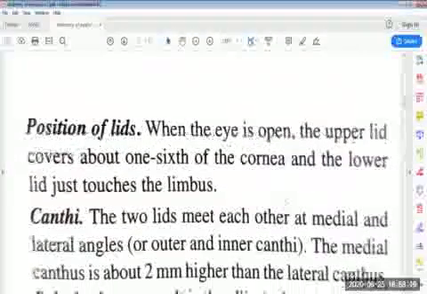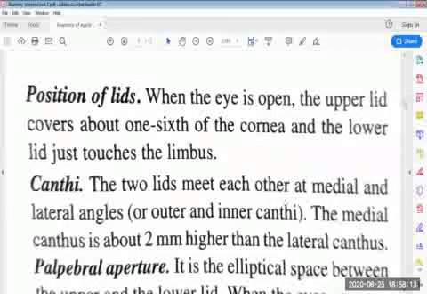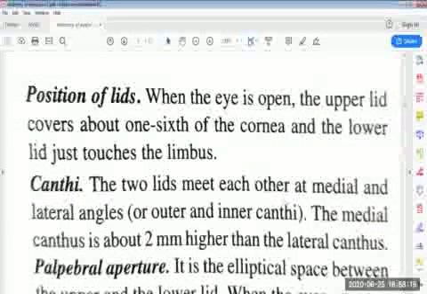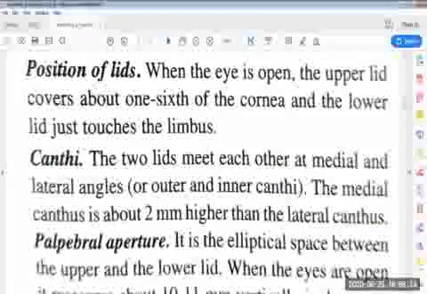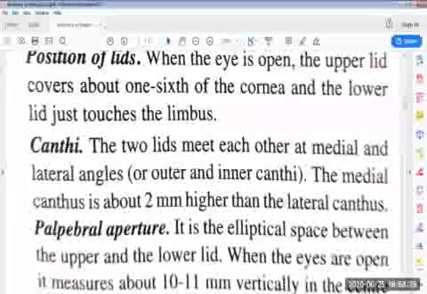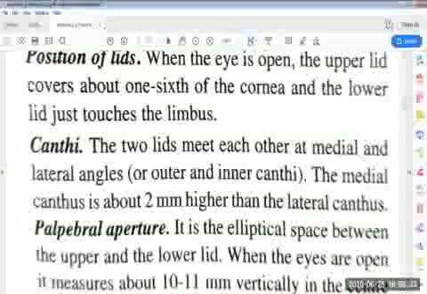Then the position of lids. When the eye is open, the upper lid covers about 1/6 of the cornea, and the lower lid just touches the limbus. Then canthi. What is canthi? The two lids meet each other at medial and lateral angles, which are known as the outer canthus and the inner canthus. The medial canthus is about 2 millimeter higher than the lateral canthus.